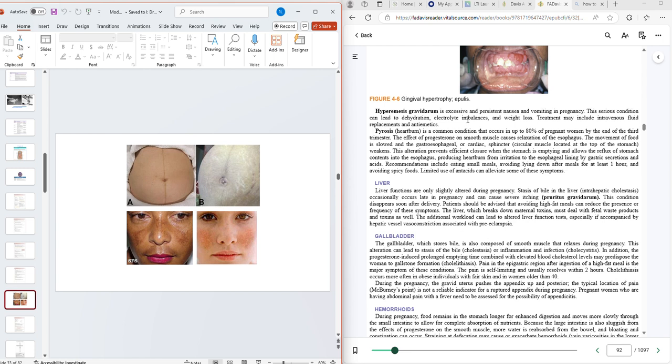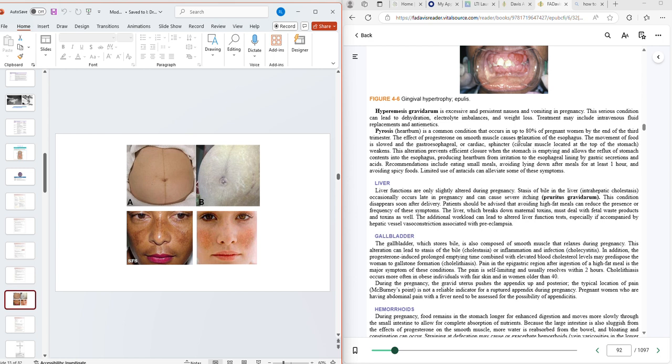Hyperemesis gravidarum, that's where you are sick, like it's nausea, vomiting during pregnancy. Pyrosis is the heartburn. So please understand that if a woman has a baby with a lot of hair, it's not because she had heartburn. That's a wives' tale. That is not true. It has nothing to do with it.